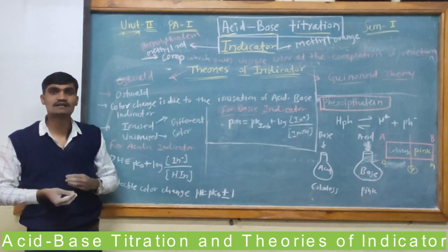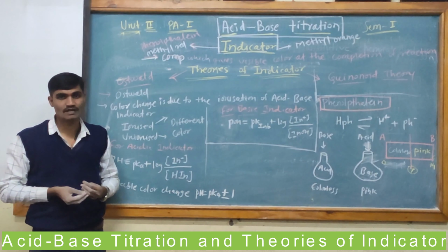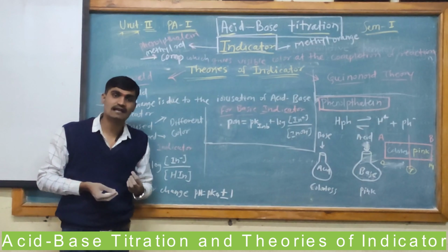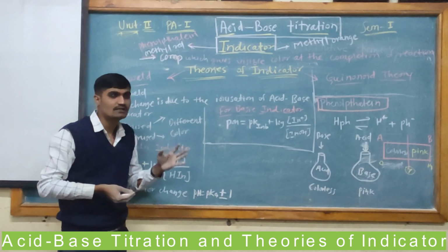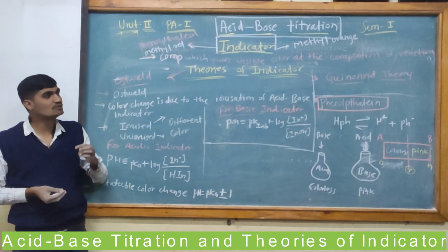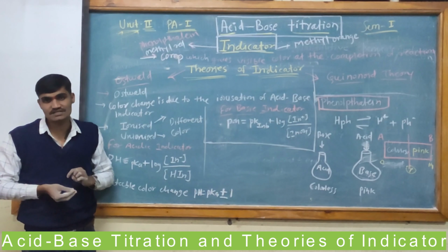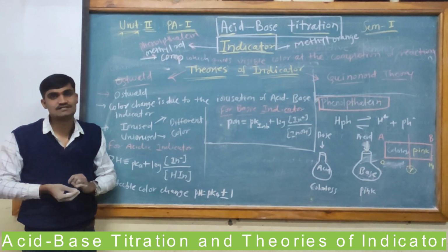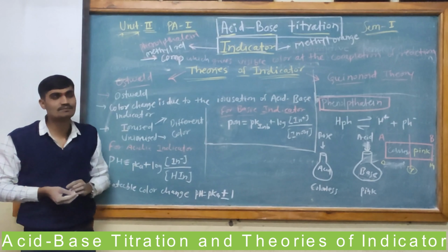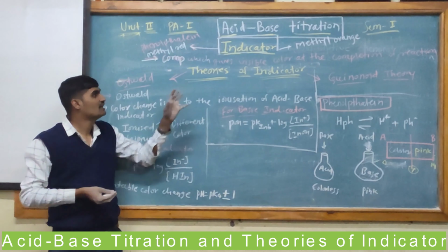It should not react with the analyte substance. Next characteristic, it gives a sharp and visible color change at the completion of the reaction. So these are some characteristics of indicators. Now, what is the theory of the indicator?